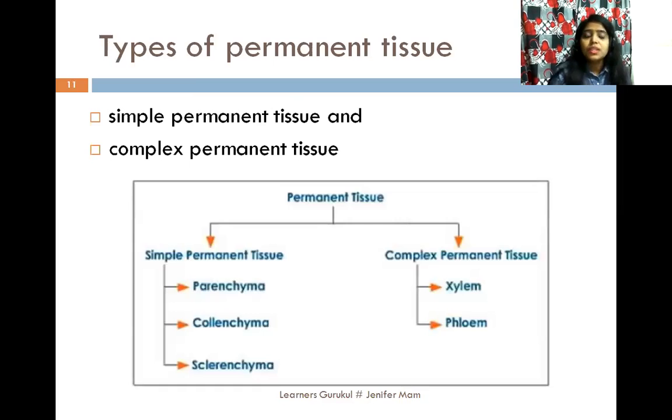The permanent tissues are divided into two types: simple permanent tissue and complex permanent tissue. Simple permanent tissue is subdivided into three forms: parenchyma, collenchyma, and sclerenchyma. The complex permanent tissues are divided into two types: xylem and phloem.